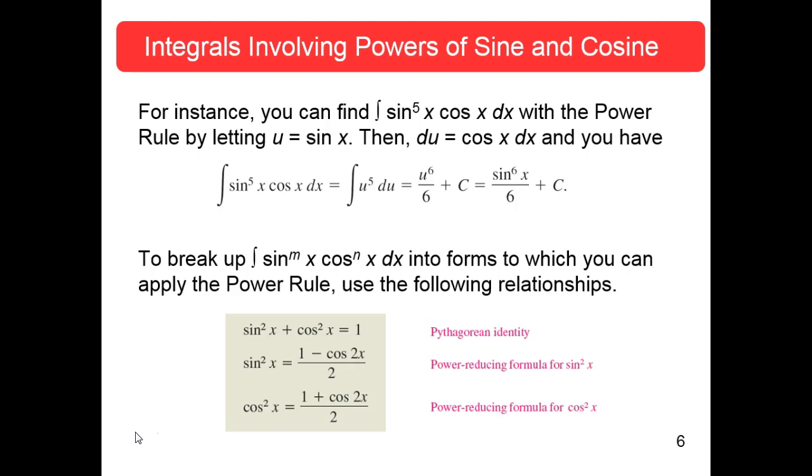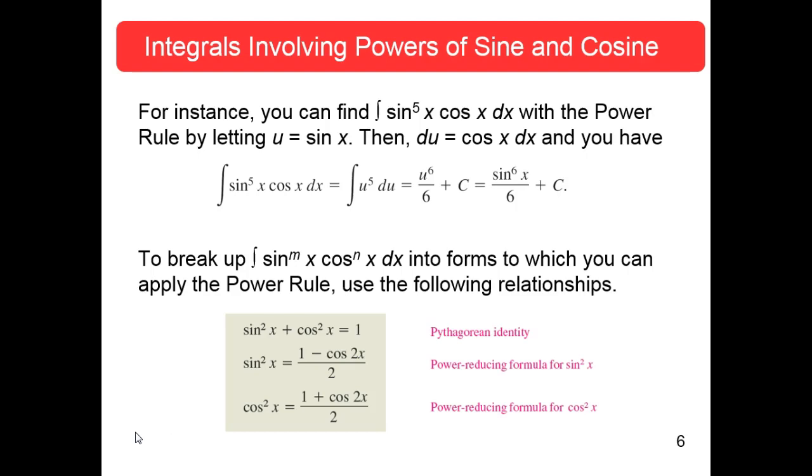To break up into forms which you can apply the power rule, here are the following relationships. This goes back to our good old identities. Here's how you can fiddle with even powers. That fundamental Pythagorean identity, sine squared x plus cosine squared x equals 1. Please, everybody, remember that. You use it all the time.